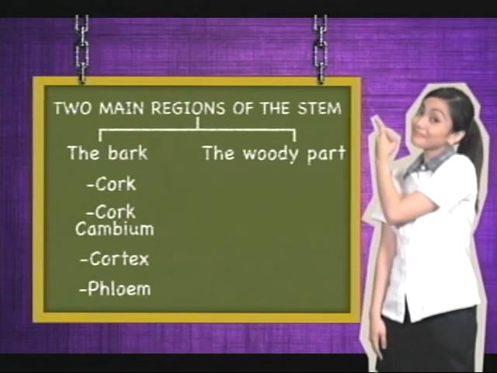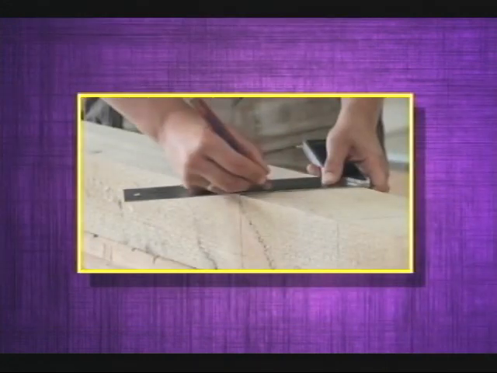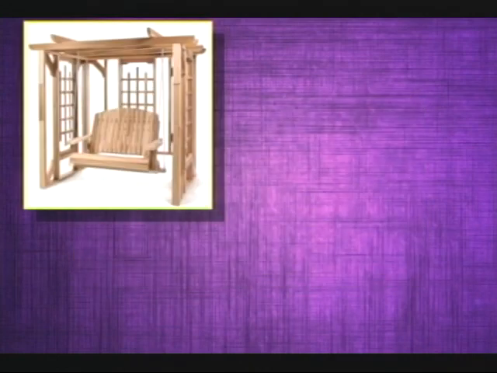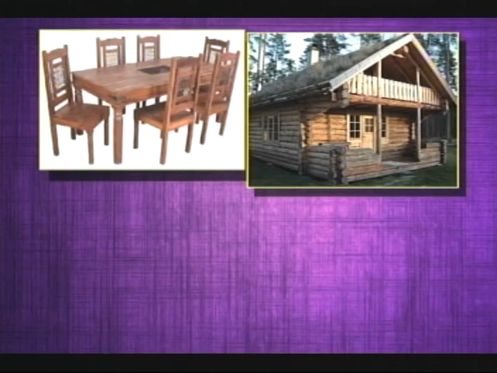Next to the bark is the woody part of the stem. The woody part of the stem is the xylem tissues. The wood that we use for making furniture, houses, and many things is in fact the xylem tissues.